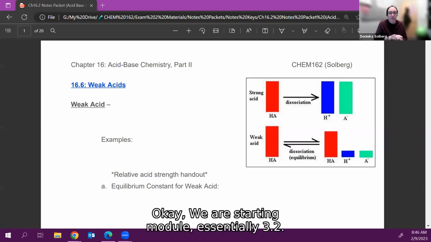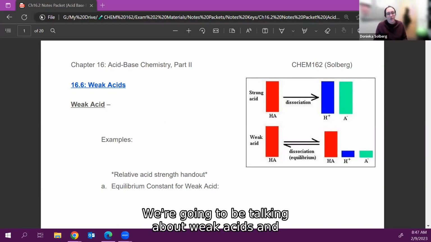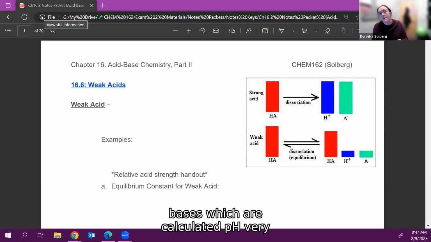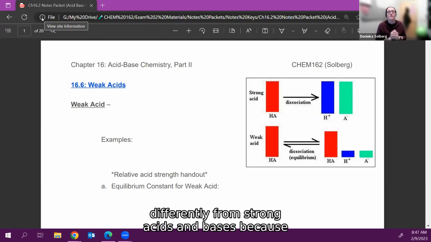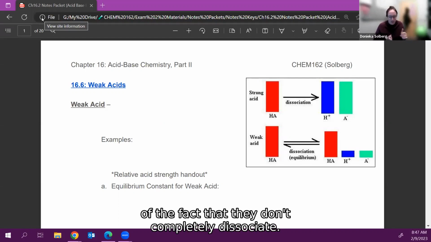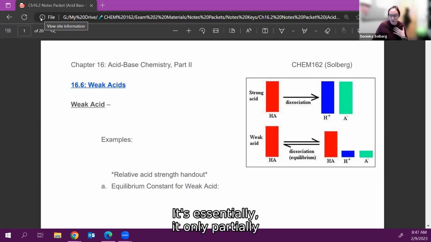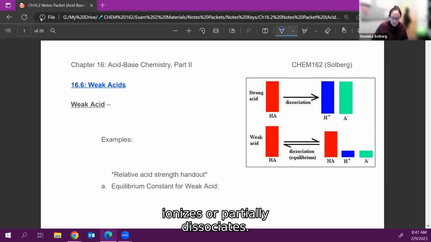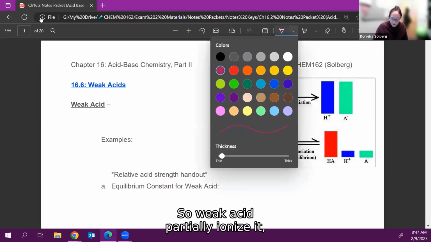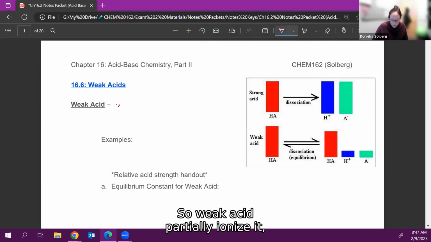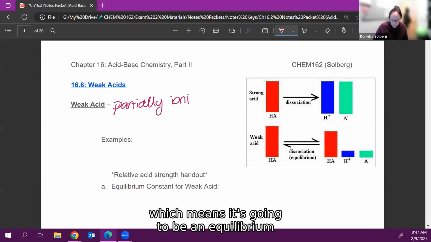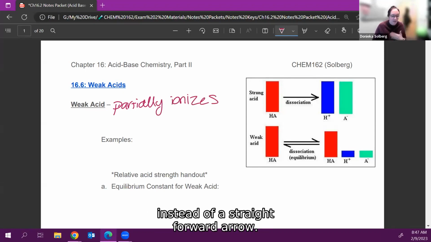Okay, we are starting module 3.2, and we're going to be talking about weak acids and bases, which are calculated for pH very differently from strong acids and bases because they don't completely dissociate. So, what is a weak acid? We have talked about this before. It only partially ionizes, or partially dissociates, which means it's going to be an equilibrium instead of a straightforward arrow.